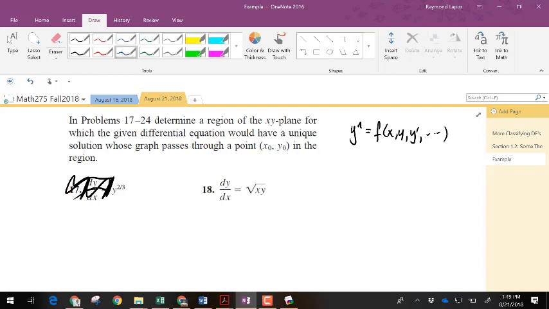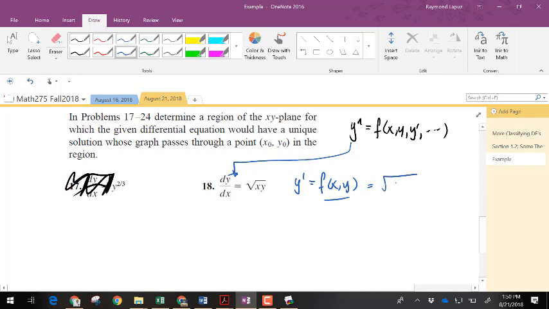In this particular problem, what's n equal to? N is equal to 1. This is just a first order differential equation, right? The dy dx is just y prime. So that's just y prime is equal to f of x, y. And then it stops at one less derivative than the order. So I'm just going to stop at the y. Which means f of xy is equal to the square root of xy.